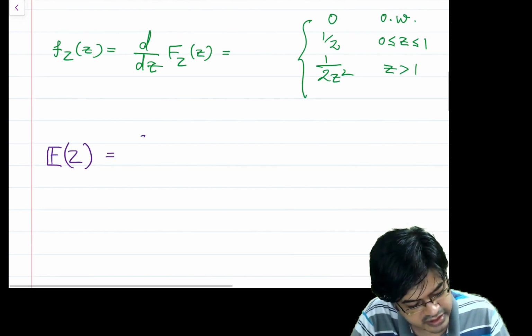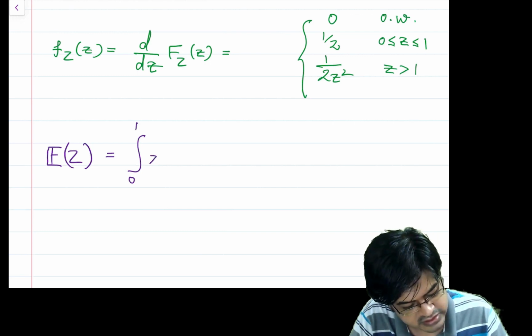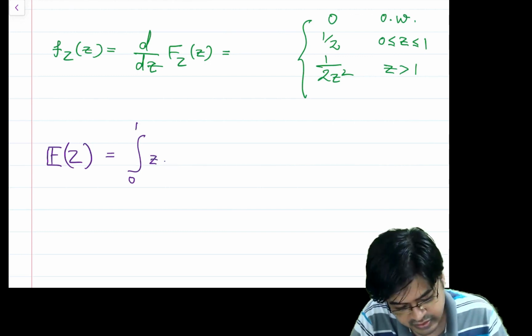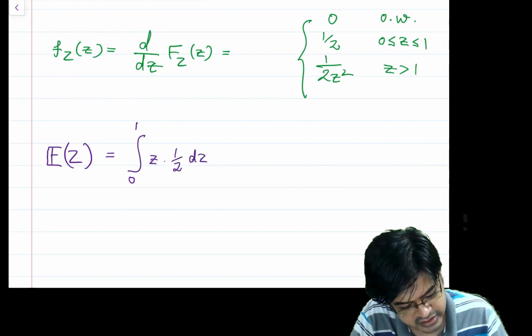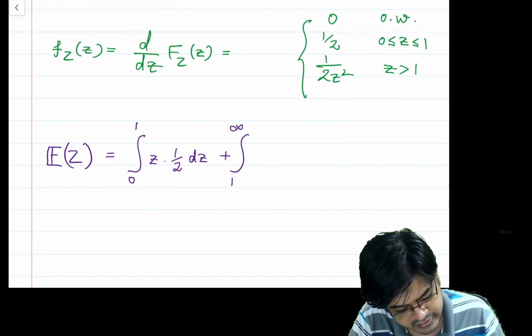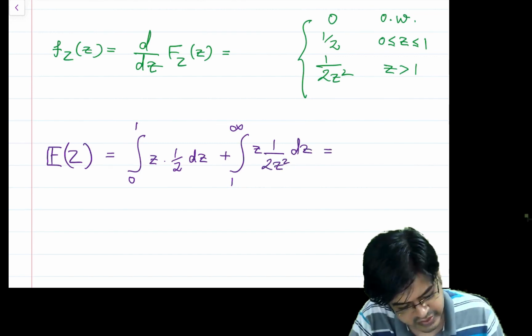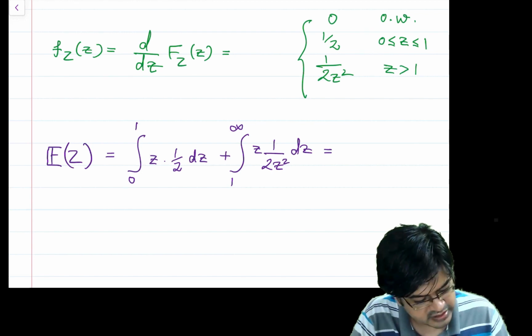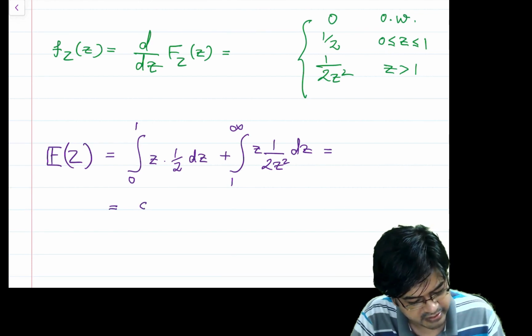So this is the integral from 0 to 1 of z into 1 by 2 dz, plus the integral from 1 to infinity of z upon 2z square dz. In this case this is z by 2, so it will be finite, so z by 2 will give you z square by 2 and it will be some finite number.